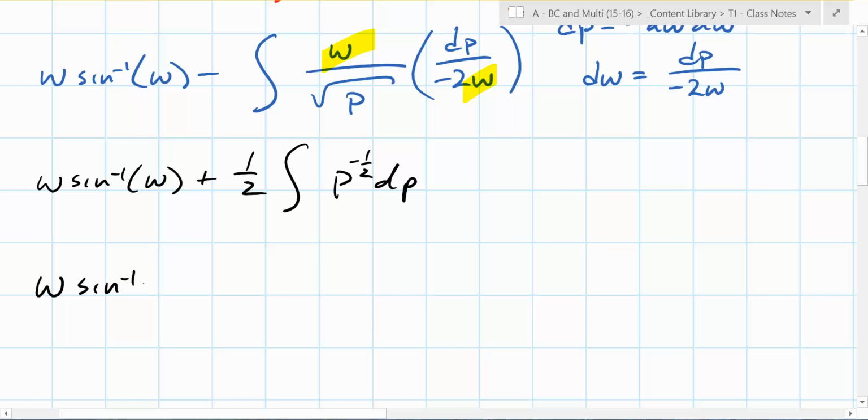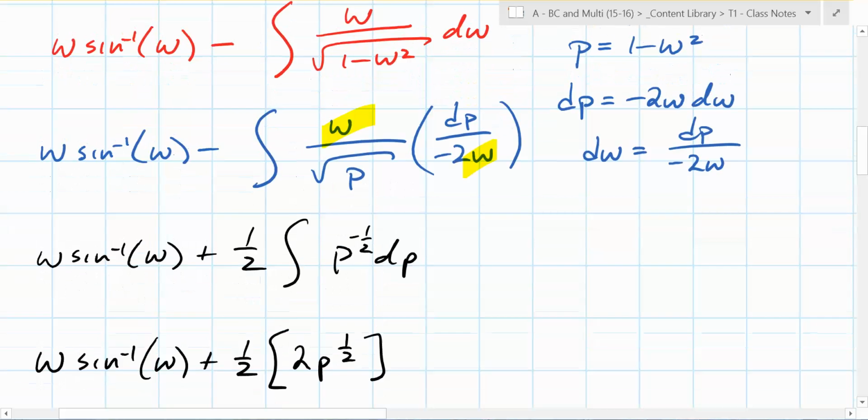W sine inverse of W plus 1/2 times what? What's that going to be there? Integrate P to the negative 1/2 for me. What is it going to be? 2? Yeah? P to the 1/2 times 2. So 2P to the what? 1/2. Exactly.